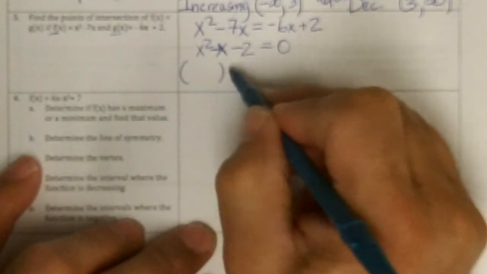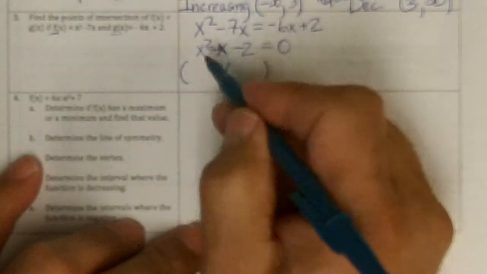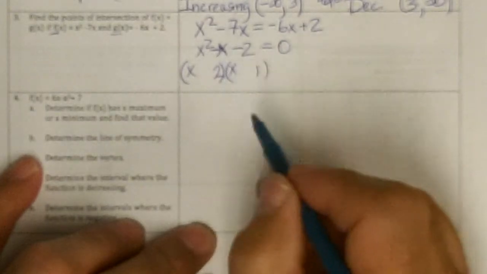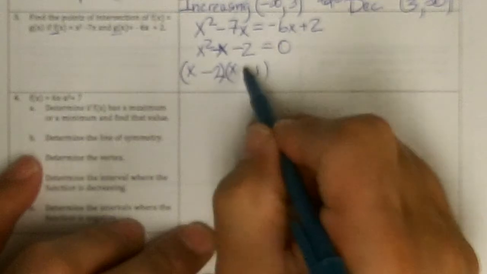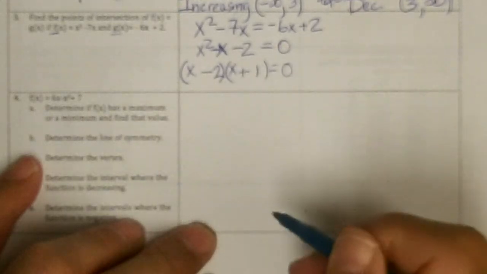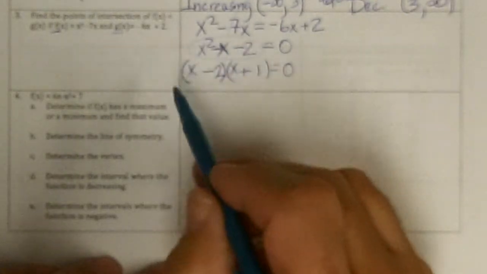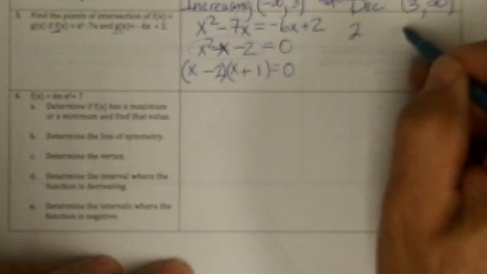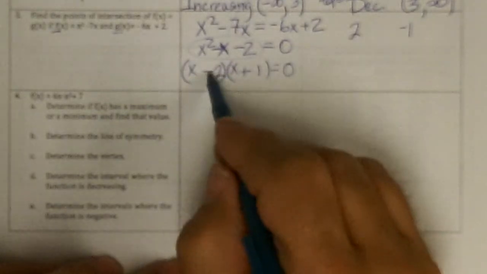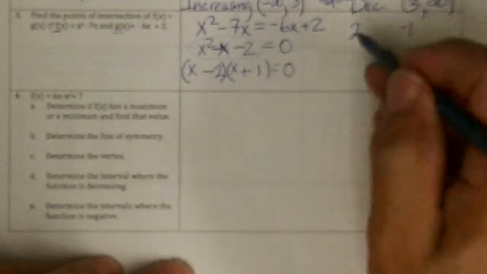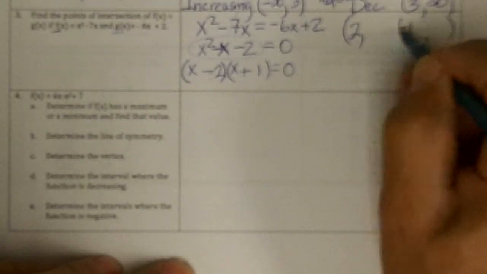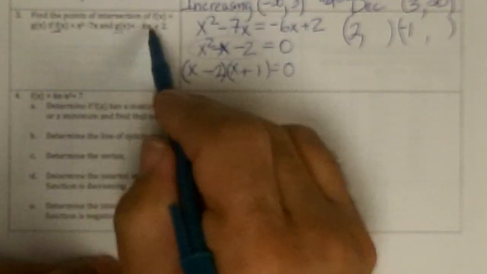This factors, or I could use the quadratic formula. x and x, 2 and 1, and I need to have a negative 1, so negative 2 and plus 1. So this is equal to 0 when x is 2 or negative 1, setting that equal to 0 or that equal to 0. But that's not what I want to know, so it's not 0. I want to know where these two graphs meet.